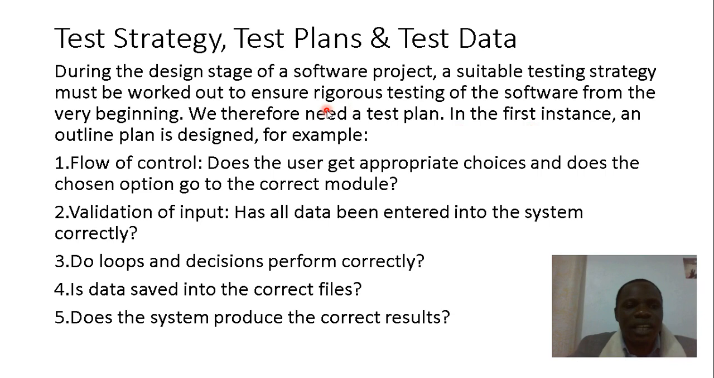In the first instance, an outline plan is designed. For example, flow of control. Does the user get appropriate choices, and does the chosen option go to the correct module? So you are checking the flow. Does the user have the choices that are needed, say on the interface? Then validation of input. What if you put wrong data? Has all data been entered into the system correctly? Do loops and decisions perform correctly? Is data saved into the correct files? Does the system produce correct results? This is what is needed in the test strategy.